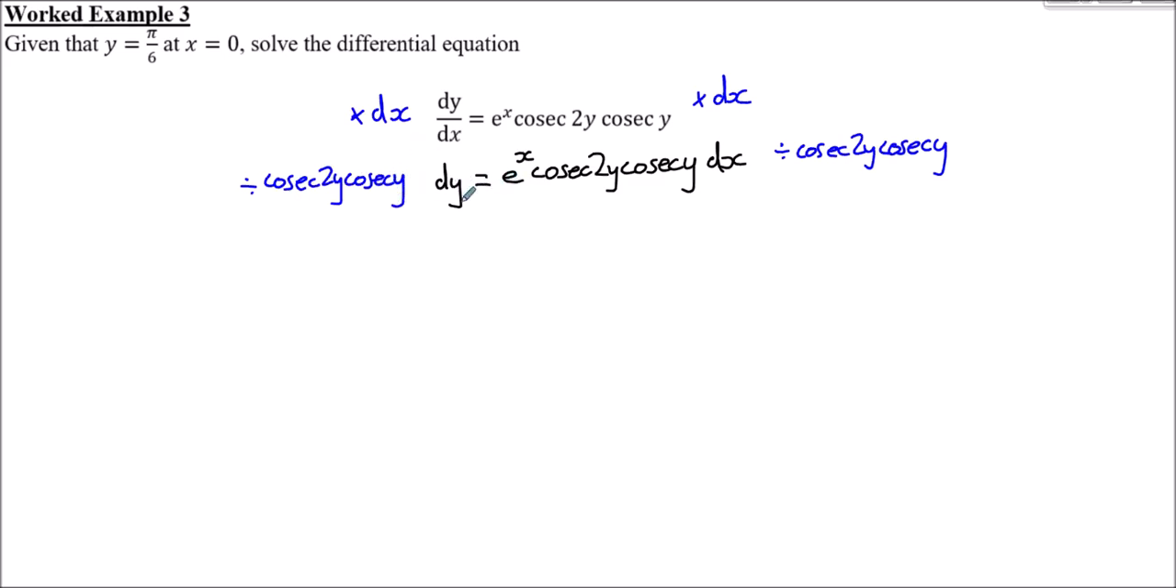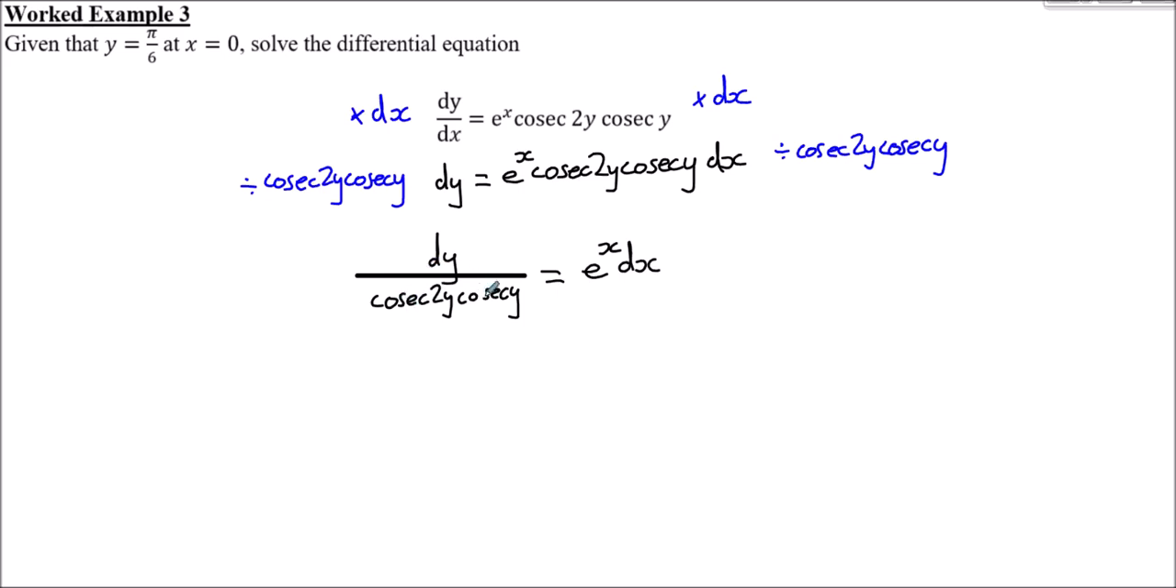So this side, I'm going to get dy, and that's going to be all divided by cosec 2y cosec y. That'll equal on the other side e to the x dx. Now I could just integrate both sides now, but what I want to consider is what's 1 over cosec?